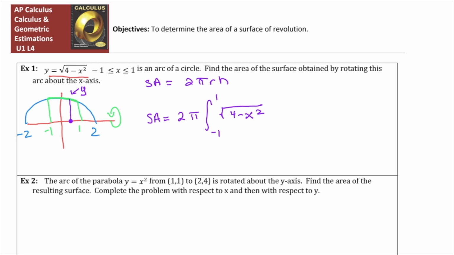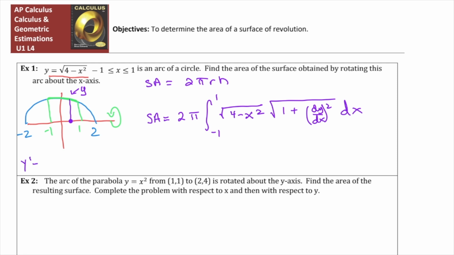And now we need the arc length. The arc length is the square root of 1 plus the derivative squared. So I need the derivative of y. Now, as you find that derivative with respect to x, please remember you're going to have to use your chain rule. So this is our formula for surface area. All right, then let's go find y prime.